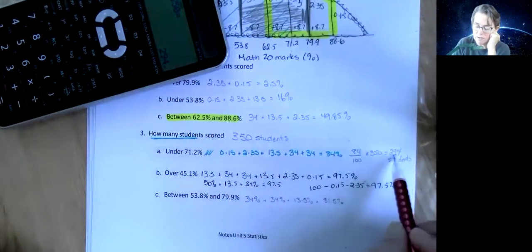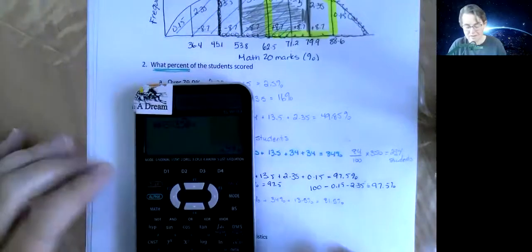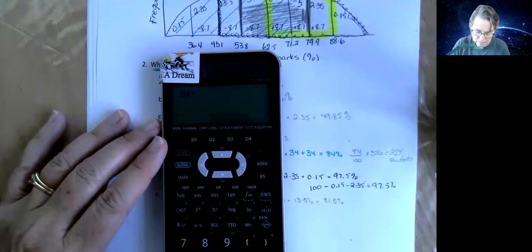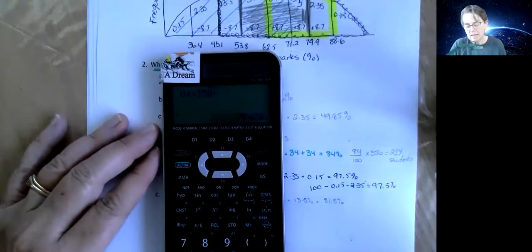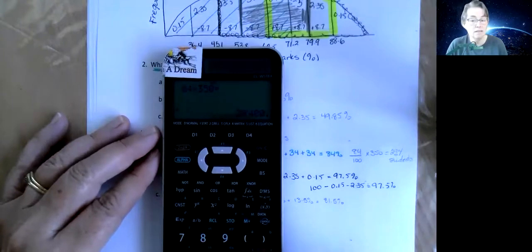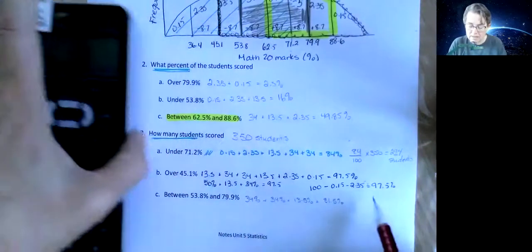So 294 makes sense. If you forget, I just want to show you what'll happen. If you forget to divide by 100 and you just multiply by 350, you will suddenly get 29,400 students. And you should recognize that can't be, because there were only 350 to start with.